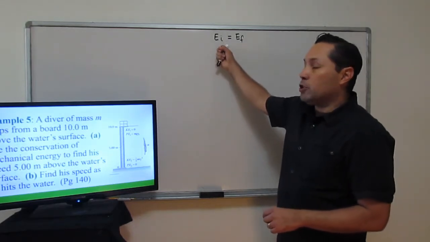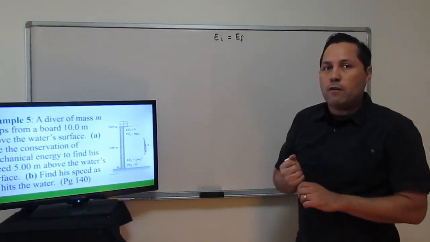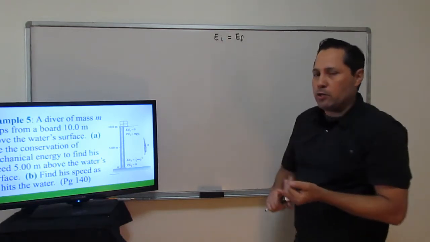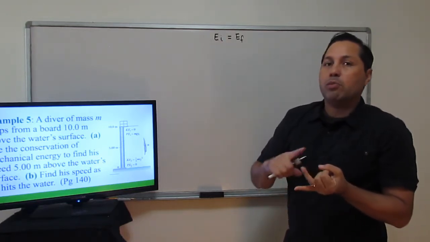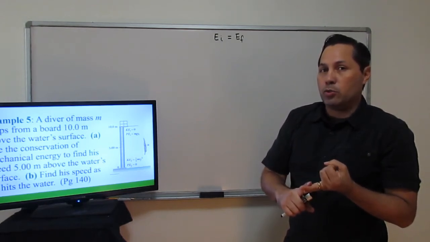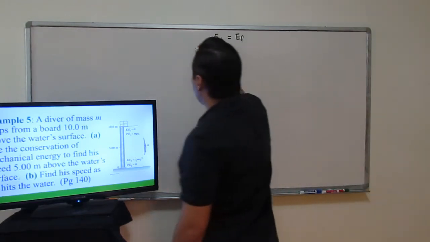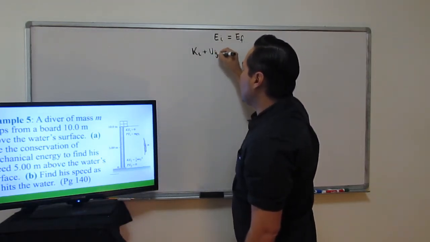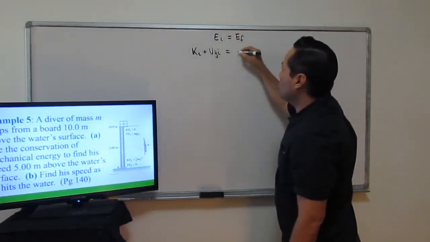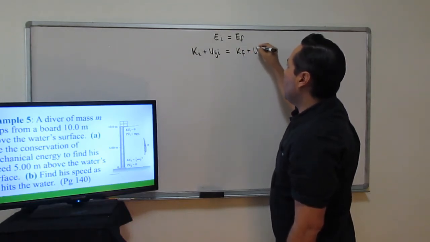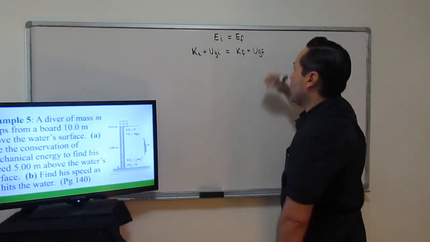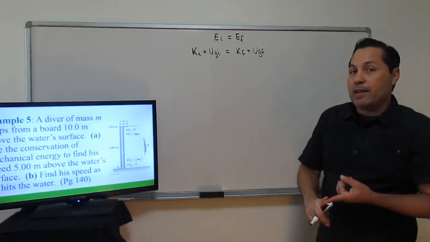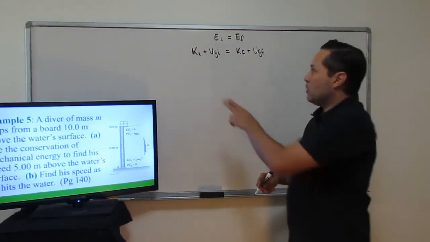So mechanical energy initial is equal to mechanical energy final. So what are we going to do here? Well, what is mechanical energy? It is our kinetic energy plus our potential energy due to gravity. So K initial plus potential energy due to gravity initial is equal to our kinetic energy final plus our potential energy due to gravity final. What's the formula for kinetic energy? Kinetic energy is 1/2 mass times velocity squared. So we're going to substitute that here.